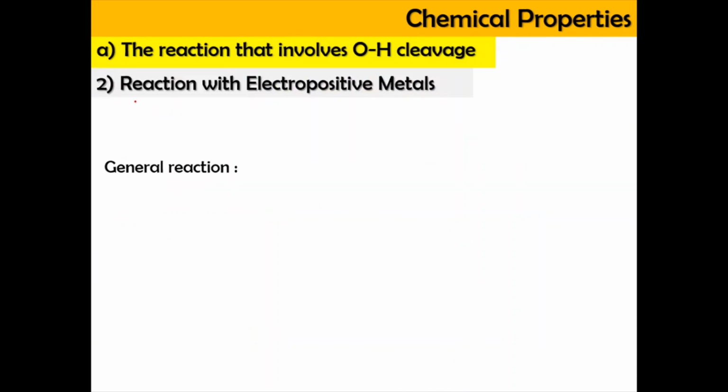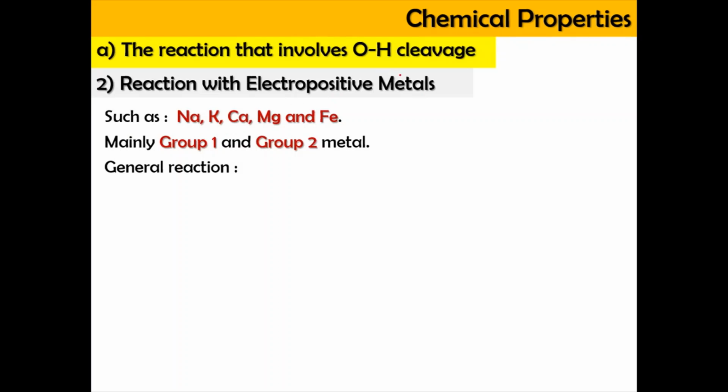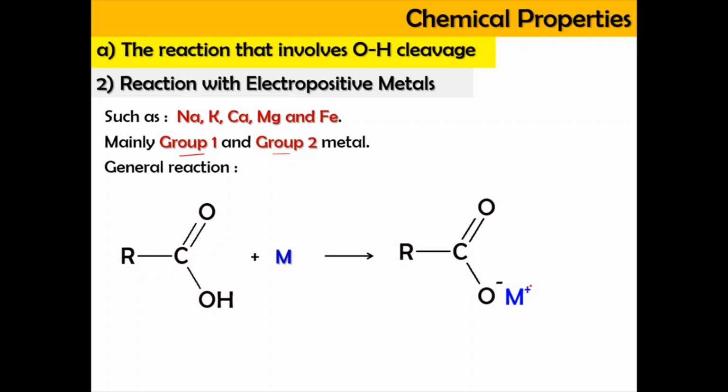Now we move on to the second reaction of the A types, which is the reaction with the electropositive metal. So the examples of the metals that we are using are sodium, potassium, calcium, magnesium, and even ferrum. So mostly the metals come from group 1 and group 2 of the periodic table. So let's say if you have a carboxylic acid and then you react that with a metal, what you're going to produce is a carboxylate ion, and the metal is going to be close by with the carboxylate ion, the same as before.